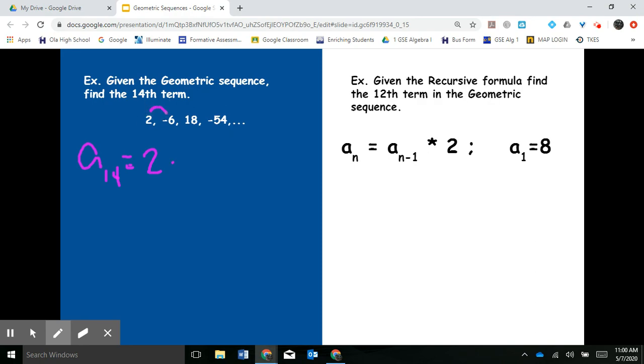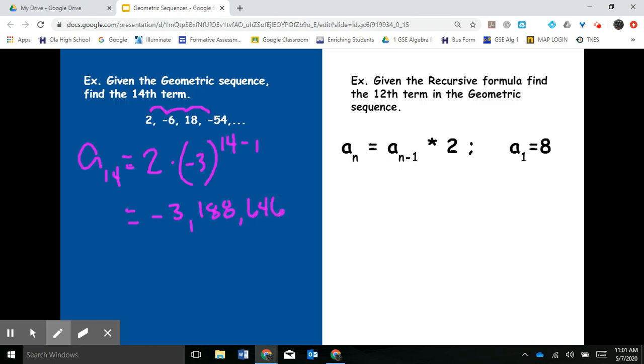Now be careful, this one is going by a negative number because it's changing from negative to positive every time. So this would be times -3. So be careful when you put it in your calculator, make sure you put it in parentheses. Now remember the formula is to the n minus 1. So this is going to be to the 14 minus 1. n is the term number we're finding. So we plug that in our calculator, 2 times -3 to the 13th power, and we would get -3,188,646.